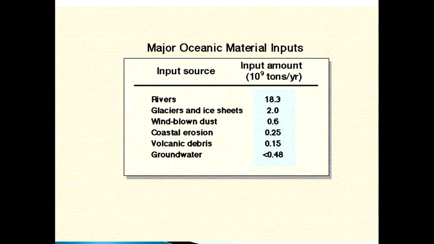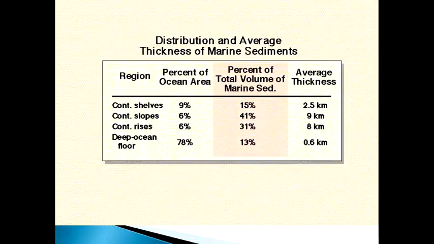This slide just shows different major oceanic sources or inputs of sediment into the ocean. And you don't have to memorize the numbers or that this is 10 to the 9th tons per year delivery, but realize that rivers are number one. These other sources are dwarfed in comparison to what is sent to the oceans by rivers.